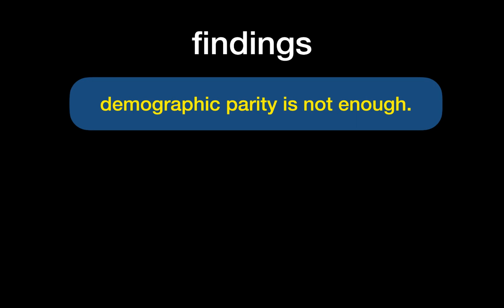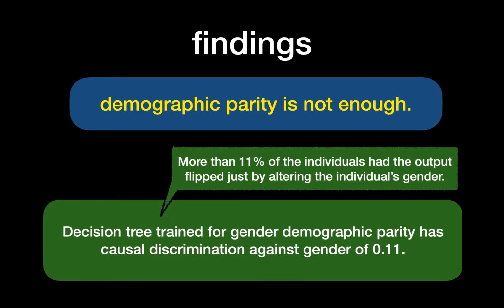We found, as expected, that demographic parity is not nearly enough to catch bias in software. In one example, a decision tree system trained specifically to optimize gender demographic parity did so, but experienced 0.11 causal discrimination with respect to gender. This means that for 11% of the users, just changing their gender and keeping everything else exactly the same changed their credit label from good to bad, or vice versa.